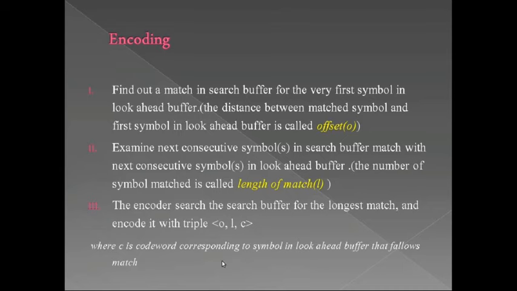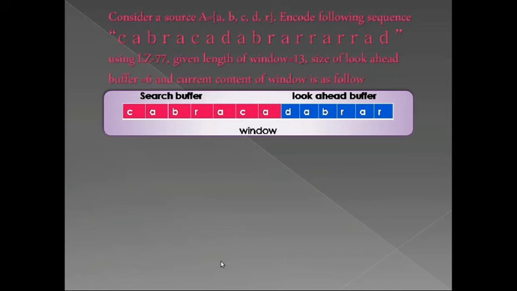Okay, so to get a clear idea of the concept, we go through a very simple example. In this example, the source is given having 5 alphabets A, B, C, D and R, and the sequence is given like this. The length of the window is given here, which is equal to 13, and the size of the look ahead buffer is equal to 6. It means that this integer represents the total number of alphabets that will be in the window at the time of the process.